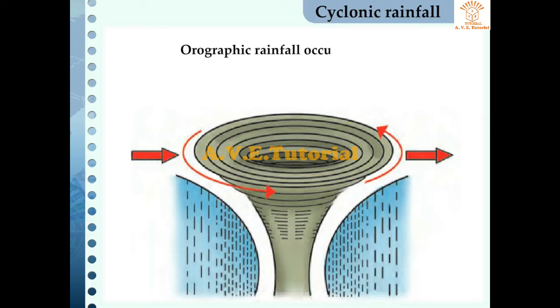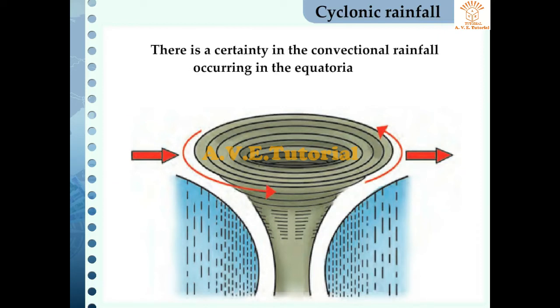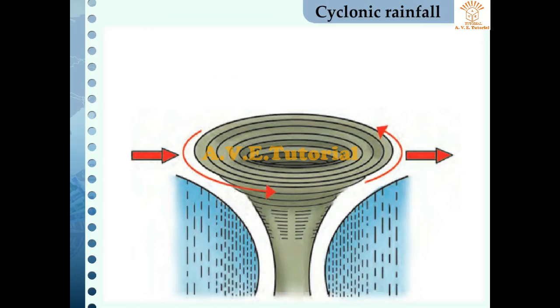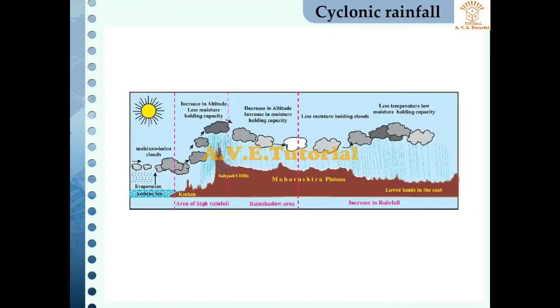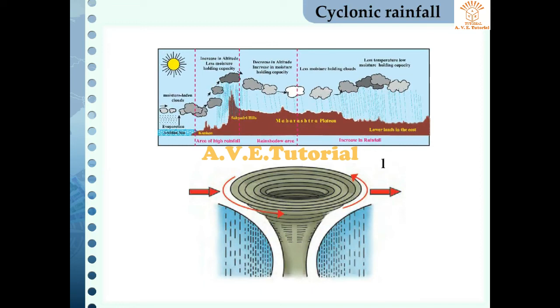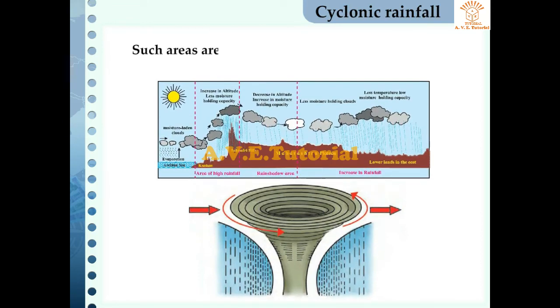Orographic rainfall occurs in most of the parts in the world. Convectional rainfall is regional in nature. There is a certainty in the convectional rainfall occurring in the equatorial areas. Comparatively, the orographic and cyclonic rainfalls are less certain, and therefore such areas are prone to very heavy rainfall, floods or droughts frequently.